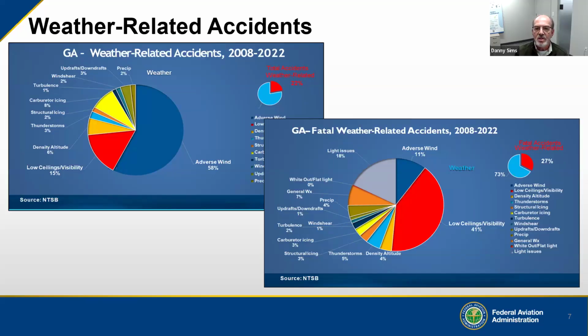And what's very interesting is that low ceilings and visibility on the left-hand side, which is that red area in the lower left, accounted for 15% of weather-related accidents, but they almost are always fatal. In fact, 41% of fatal weather-related accidents were due to low ceilings and visibility. And then there's a mixture of all kinds of other ones, in-flight structural icing is one, thunderstorms, turbulence, all contribute to this. And again, these statistics tend to remain constant year after year after year.